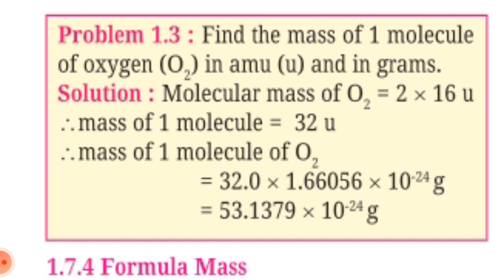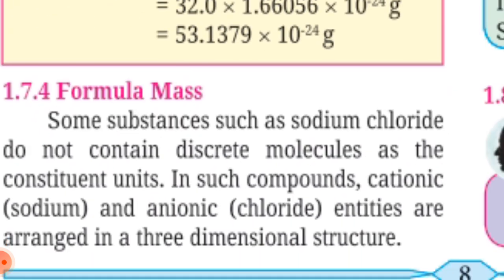Find the mass of one molecule of oxygen in AMU, u and in gram. Molecular mass of oxygen is equal to 2 × 16 u. Mass of one molecule is equal to 32 u. Mass of one molecule of oxygen is 32 × 1.66056 × 10^-24 gram, which is 53.1379 × 10^-24 gram.